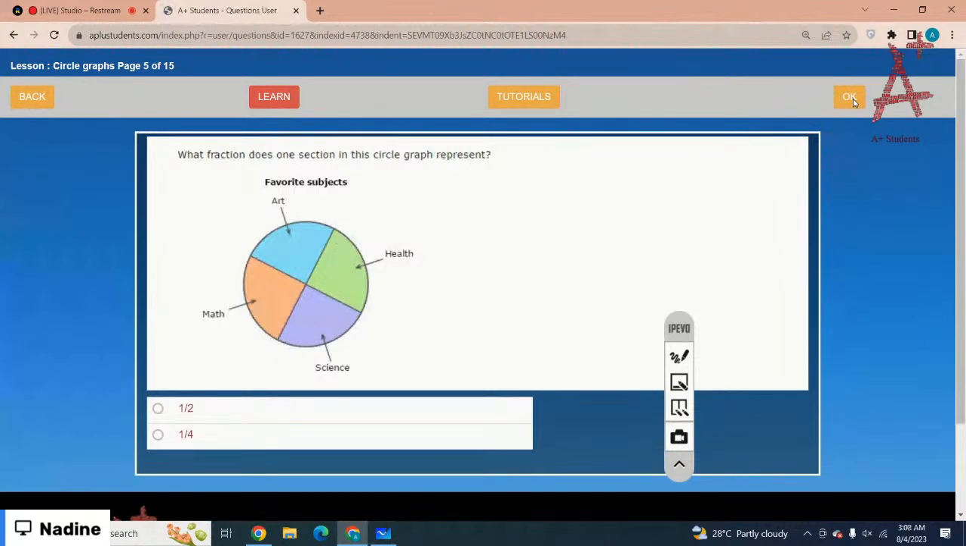What fraction does one section in the circle graph represent? So which is the correct option? The graph has total 4 sections, right? So one section is worth 1 out of 4. The correct option is 1 out of 4.